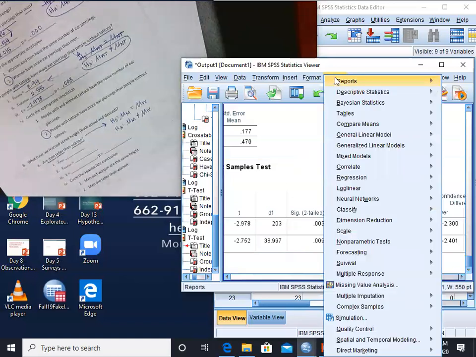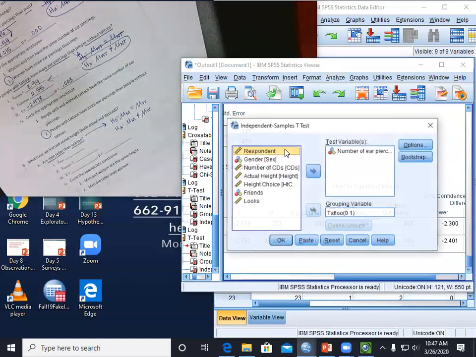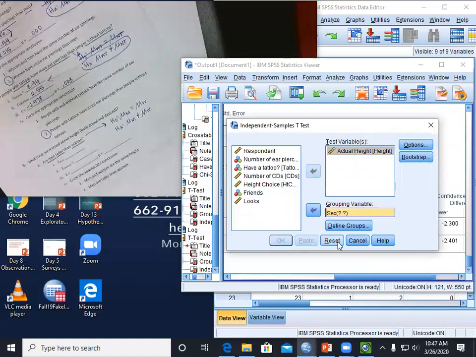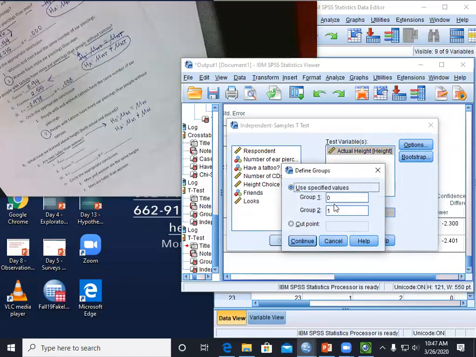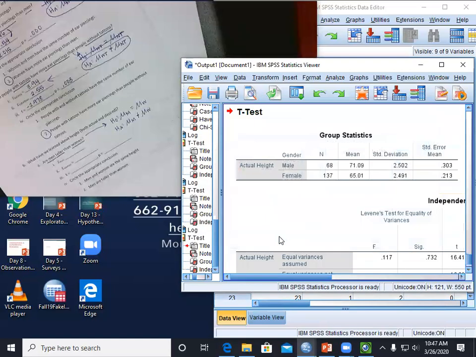So we're going to go back to Analyze, Compare Means, Independent Samples T-Test. We are no longer interested in number of ear piercings. The thing whose mean we want to calculate now is actual height, how tall people are. And we don't care about people with and without tattoos. We care about gender, which recall was coded 0 and 1 for males and females. So we'll leave those 0s and 1s in the grouping, press Continue, and press OK.